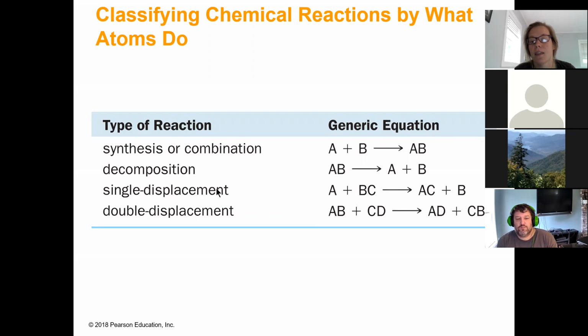A single displacement, this is like the home wrecker situation. So B and C are together and A comes along and looks a little better and boots B. So we can see over here, C has now gravitated towards A and removed B. And then the double displacement, that's that swinger situation where partners swap. Okay, A goes to D on the second guy and C goes to B. We flip-flop.